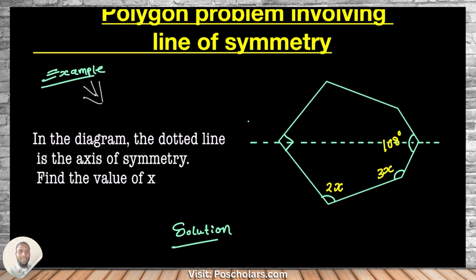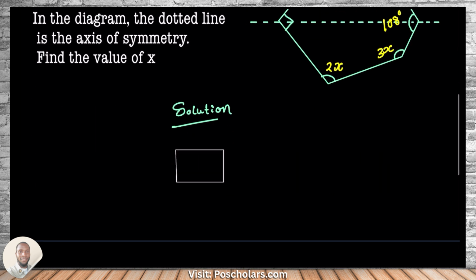The issue now is if you don't know the meaning of axis of symmetry, take note, axis of symmetry is also known as line of symmetry. Now, if you don't know the concept, it will be difficult for you to solve this problem. So let's explain the concept of axis of symmetry.